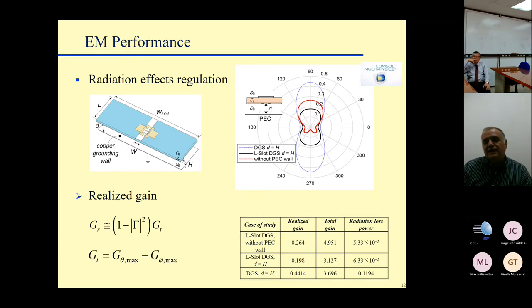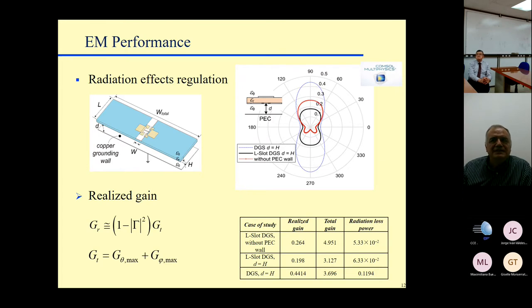We can see different cases of study in which the radiation of the DGS load can be evaluated using the PEC plane, a perfect electric conductor plane below the defected ground. And we can see for the conventional DGS structure, the PEC plane reflects large scattering waves, which is eventually a manifestation of the scattering wave reflection on the PEC plane. And this figure allows contrasting with the L slot load cell showing lower reflections.